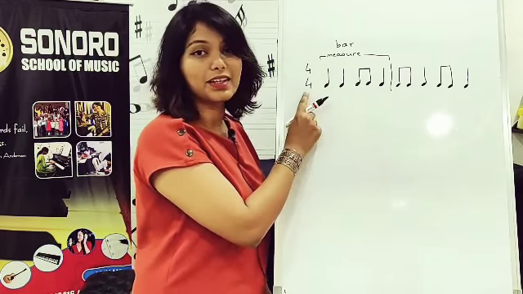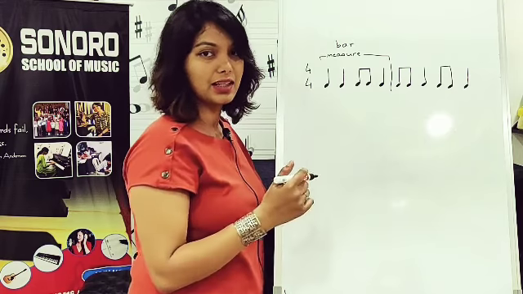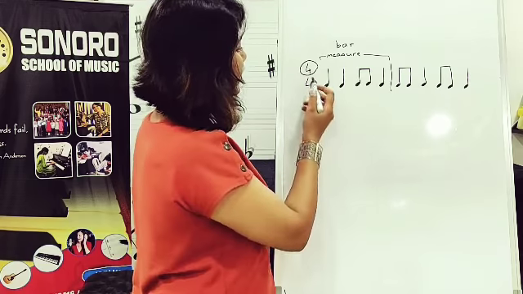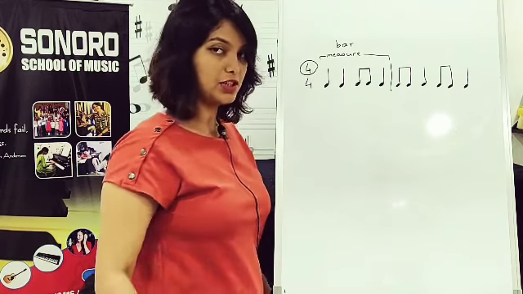This is a little complicated for now. We'll focus on that a little later. But we'll just look at the top number. The top number tells me the number of counts in each measure.